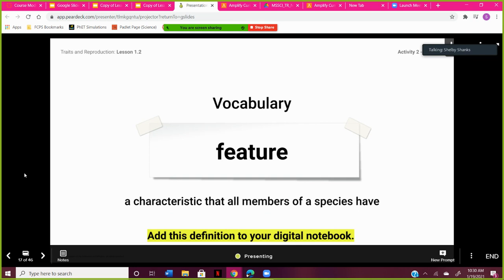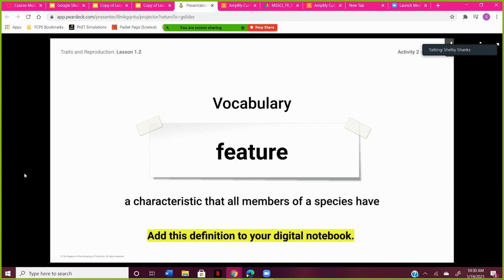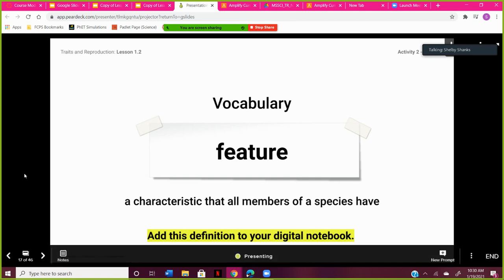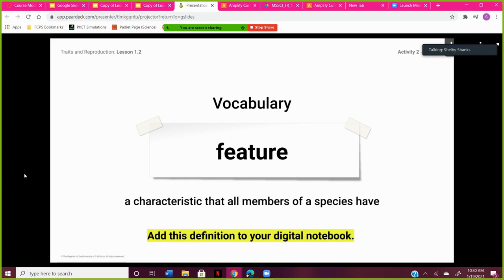Okay, so I have some vocab terms here for you. This is what we're going to put in our digital notebook. If you go to your digital notebook, you will see a spot where you can put vocabulary. And we have our first one. Our first vocab word is feature. Feature is a characteristic that all members of a species have.